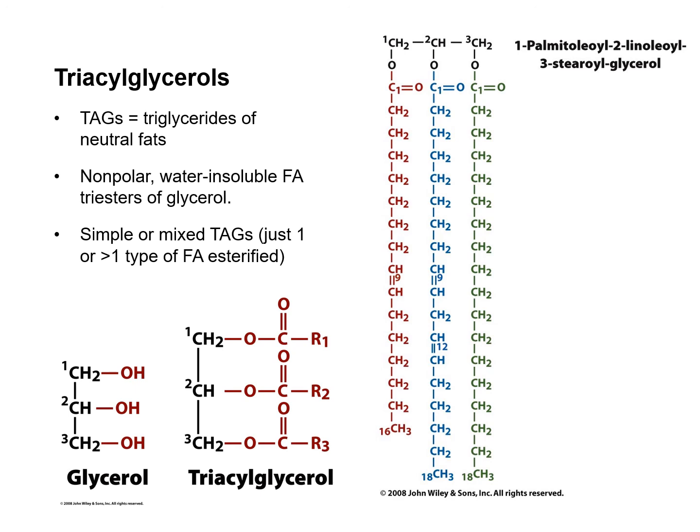So if there is just one kind of fatty acid for all these 3, that's going to be a simple triacylglycerol, as opposed to more than one type, which will form a mixed triacylglycerol. Here's an example of a mixed triacylglycerol, with palmitic acid, linoleic acid, as well as stearic acid. So its name would be 1-palmitoyl, 2-linoleoyl, 3-stearoyl glycerol.